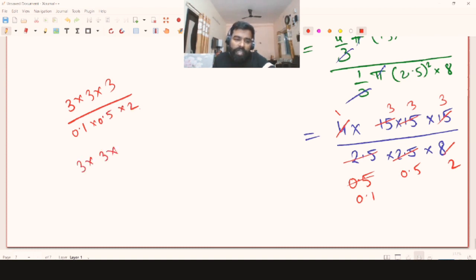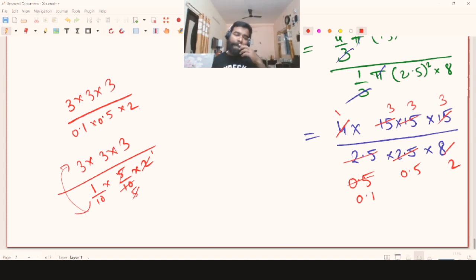Okay, so I'll remove the decimal places. So we have 1 by 10, we have 5 by 10, we have 2. So you can cancel 2 ones are 2, 2 5s are 10, then 5 and 5 also cancel, and this 10 will go up because of the reciprocal. So you have 3 3s are 9, 9 3s are 27, and into 10. So you have 270 cones. You can make 270 such cones after melting the big sphere.